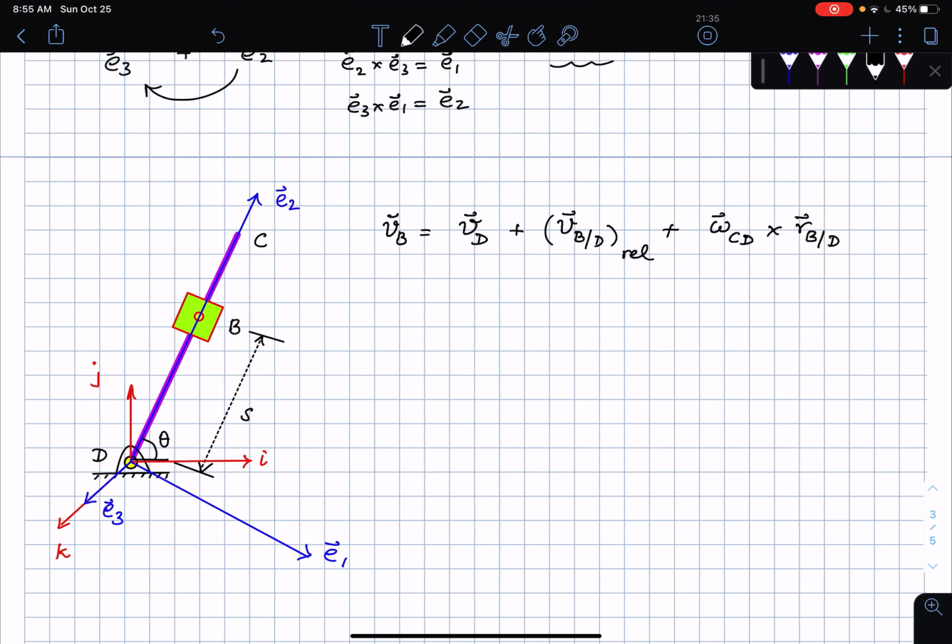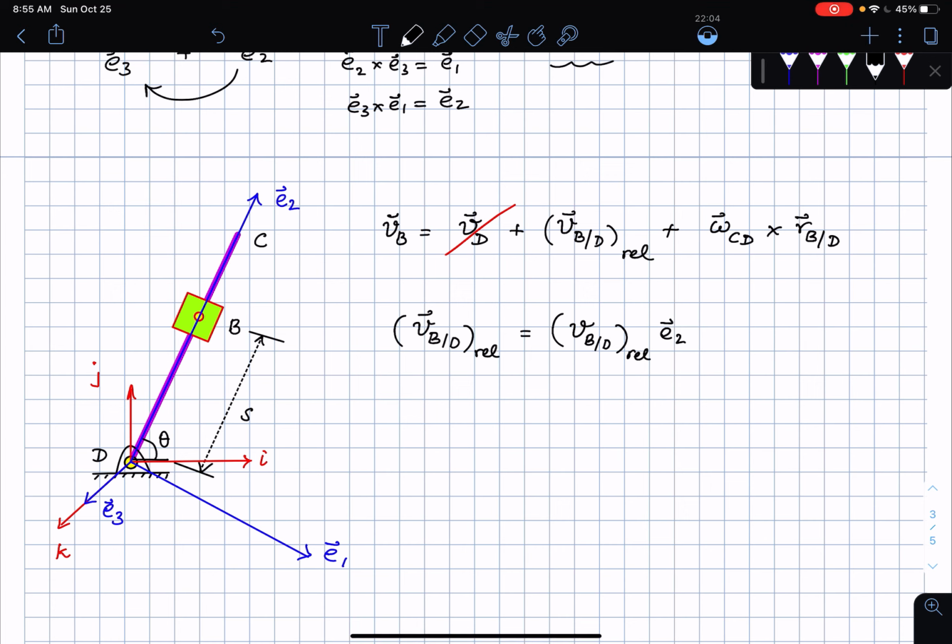Now how are we going to write this down? A couple of things here. First of all, velocity of point D is 0. That is known to me, which is good news. Now VB slash D relative is going to be along the direction E2. So VB slash D relative is going to be some unknown value, and this is going to be along the E2 direction. I hope this makes sense.